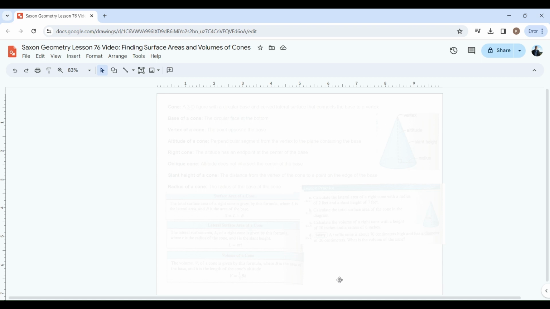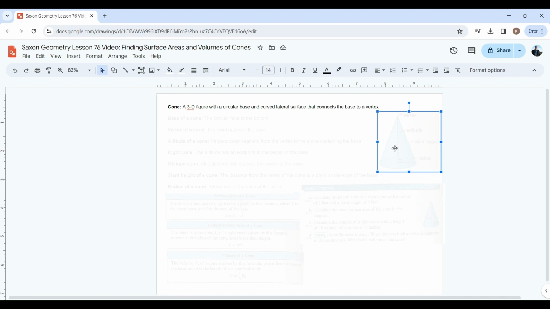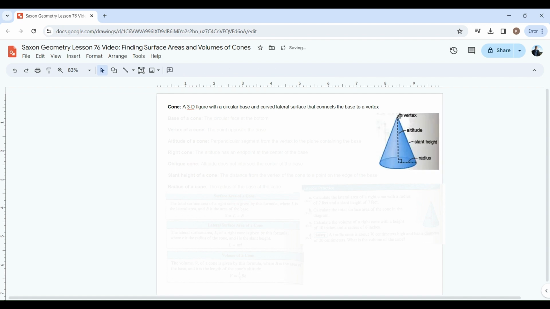Hey, geometry students, in this lesson we're going to be talking about your favorite three-dimensional figure and mine, the cone. That's right, we are going to be talking about cones. A cone is a three-dimensional figure with a circular base, a curved lateral surface, and that lateral surface connects the base to a single point above the base, a vertex.